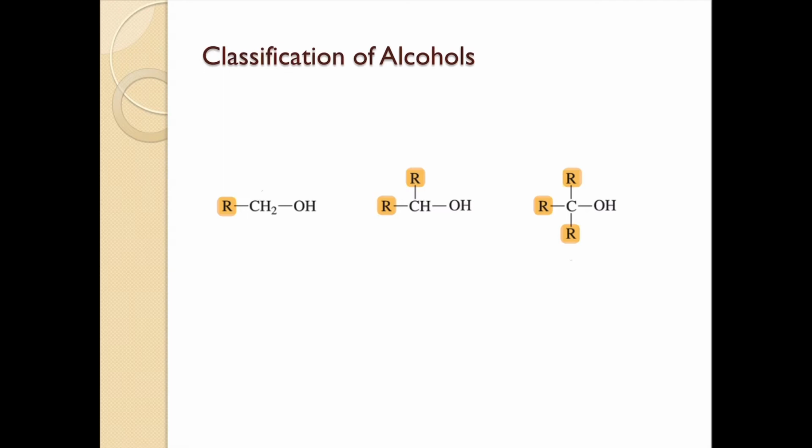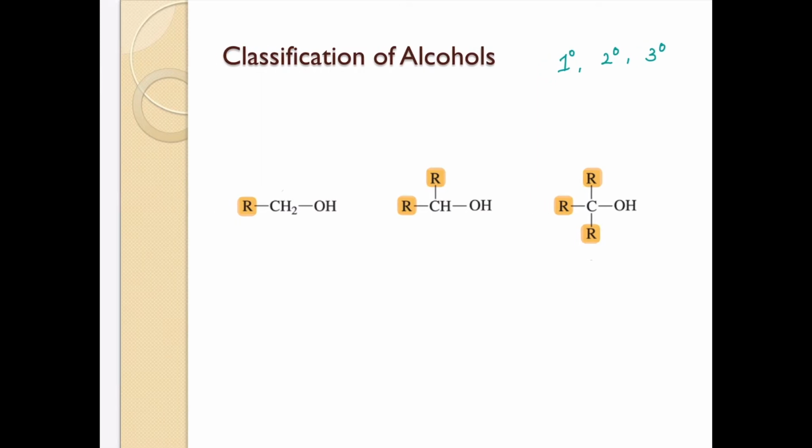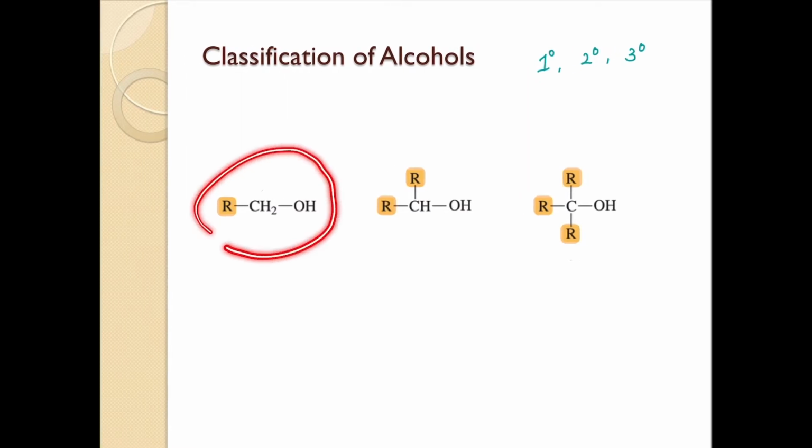Classification of alcohols. Alcohols can be classified as primary, secondary, or tertiary. Here is your primary alcohol. Why is this a primary alcohol? Now the OH is connected to a carbon which is connected to one other carbon, and therefore this is a primary alcohol. And this one is a secondary alcohol because this carbon where the OH is attached is connected to two other carbons. Remember, the R group represents the alkyl group, and therefore this is secondary. And this is a tertiary alcohol because this carbon is connected to 3 other carbons.